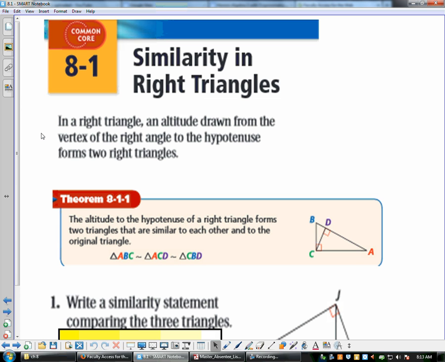Right Triangles. Colin, this is my lucky pencil. I want this back. Well, I'm going to be a lucky person.